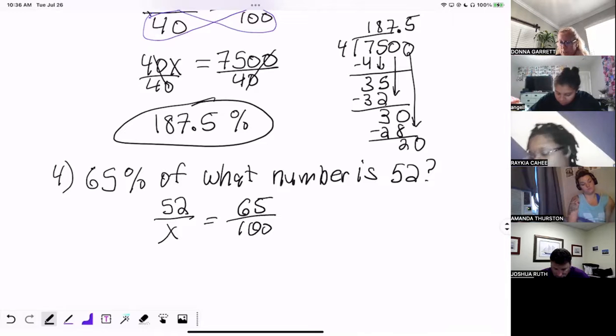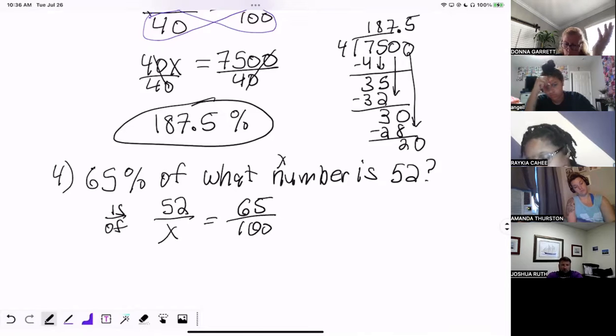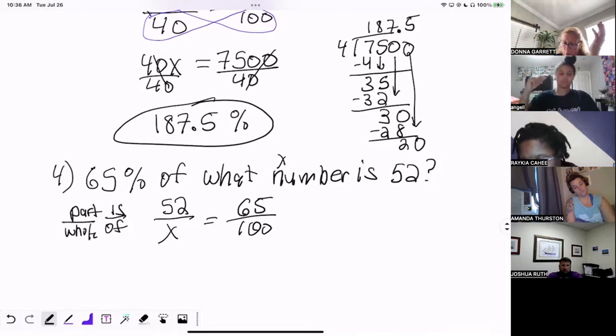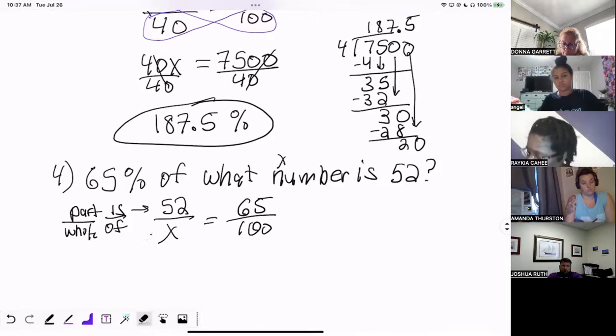So 65%, 65 over 100, that's your percent. Of what number? So of what number is your x? This is over of, or part over whole, whatever way you want to think of it. So of what number, that's why x is on the bottom, because of is on the bottom. Is 52. I think of it as part of a whole. It's part 52 out of a whole number. We don't know what it is yet.